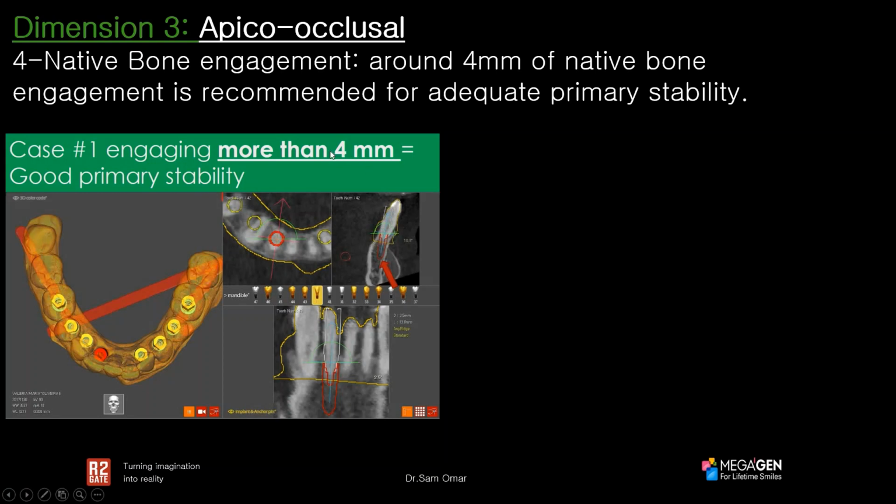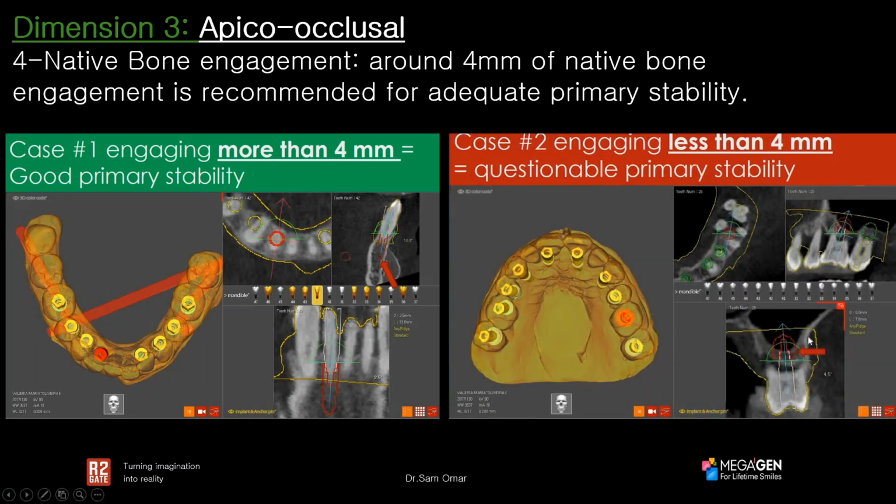So in case number 1, this implant is a 13 millimeter implant, and obviously more than 50% of the implant is engaging bone. That's more than 7 millimeters, so that will be adequate and that will give us good primary stability. On the other hand, in cases like this, where the implant is placed in the sinus, as you can see here, this is a 7 millimeter implant and more than half the implant is actually in the sinus. In these cases, it is actually recommended to delay the implant placement, maybe do a sinus lift, and then later on stage the implant placement. So this is what we call questionable primary stability. At least make sure that you engage 4 millimeters just to make sure that you'll have good primary stability for your immediate implants.